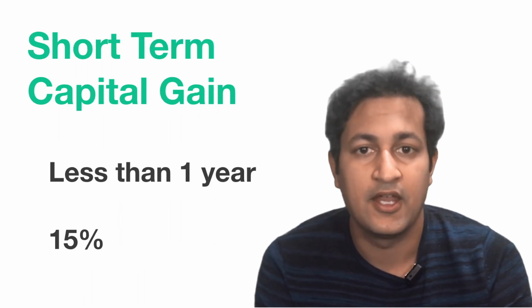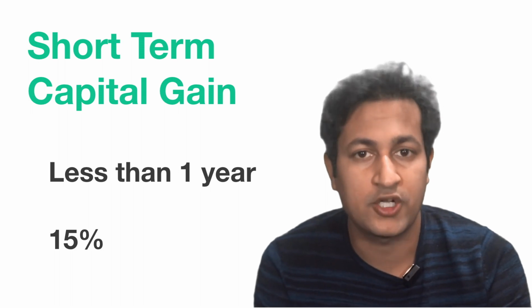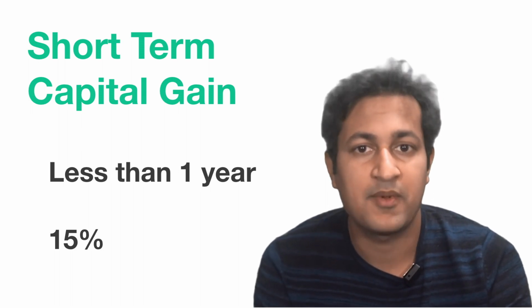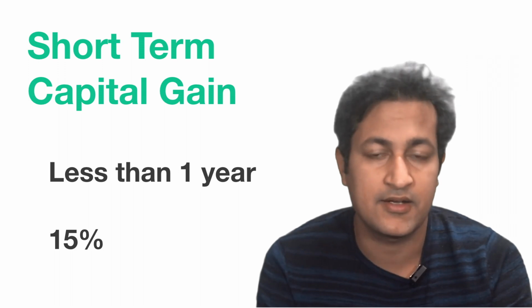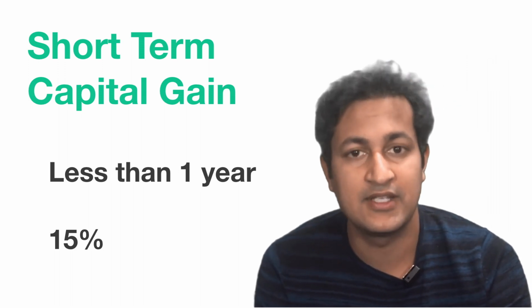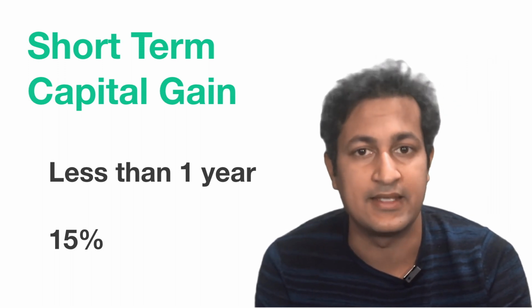But in case your total realized profits are less than 1 lakh, then you're not supposed to pay any taxes on it. Now what if you are selling the investments in less than 1 year? For less than 1 year, it's called short-term capital gain. The short-term capital gain tax was 15% earlier and it stays the same. It is still 15% on your short-term capital gains.